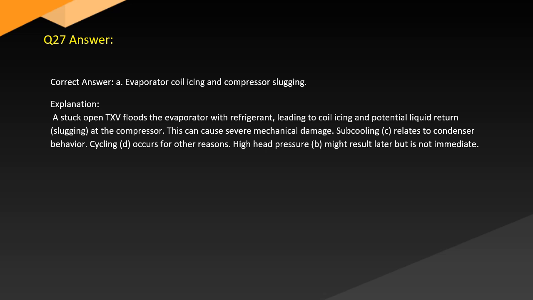Answer. Correct answer: A. Evaporator coil icing and compressor slugging. Explanation. A stuck-open TXV floods the evaporator with refrigerant, leading to coil icing and potential liquid return slugging at the compressor. This can cause severe mechanical damage. Subcooling, C, relates to condenser behavior. Cycling, D, occurs for other reasons. High head pressure, B, might result later but is not immediate.